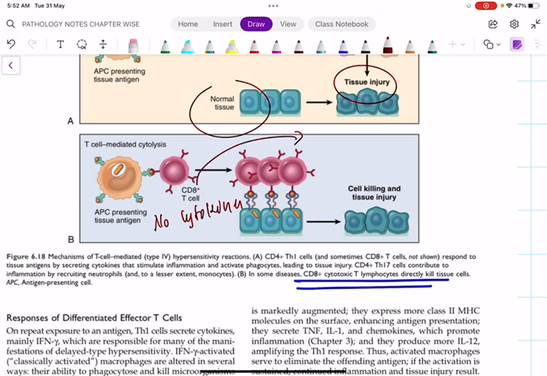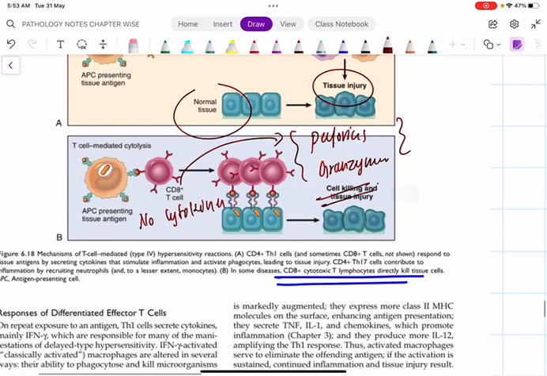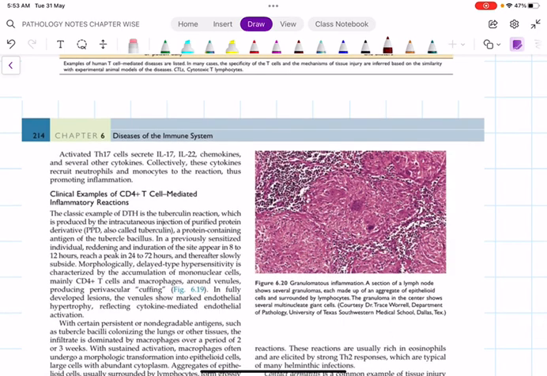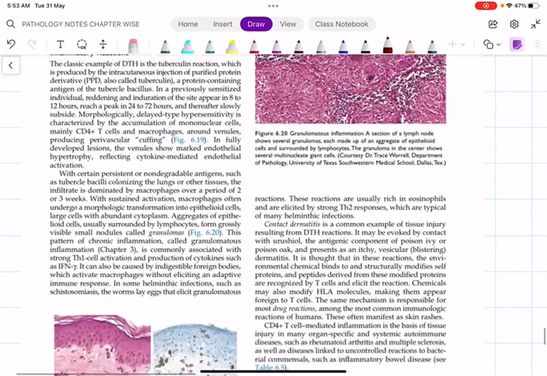No cytokines, because CD8 plus T cells have something called perforins and granzymes. We have already discussed perforins and granzymes. These perforins and granzymes are responsible for drilling. They will drill a hole in the membrane, causing leakage of enzymes, and the cell will die.